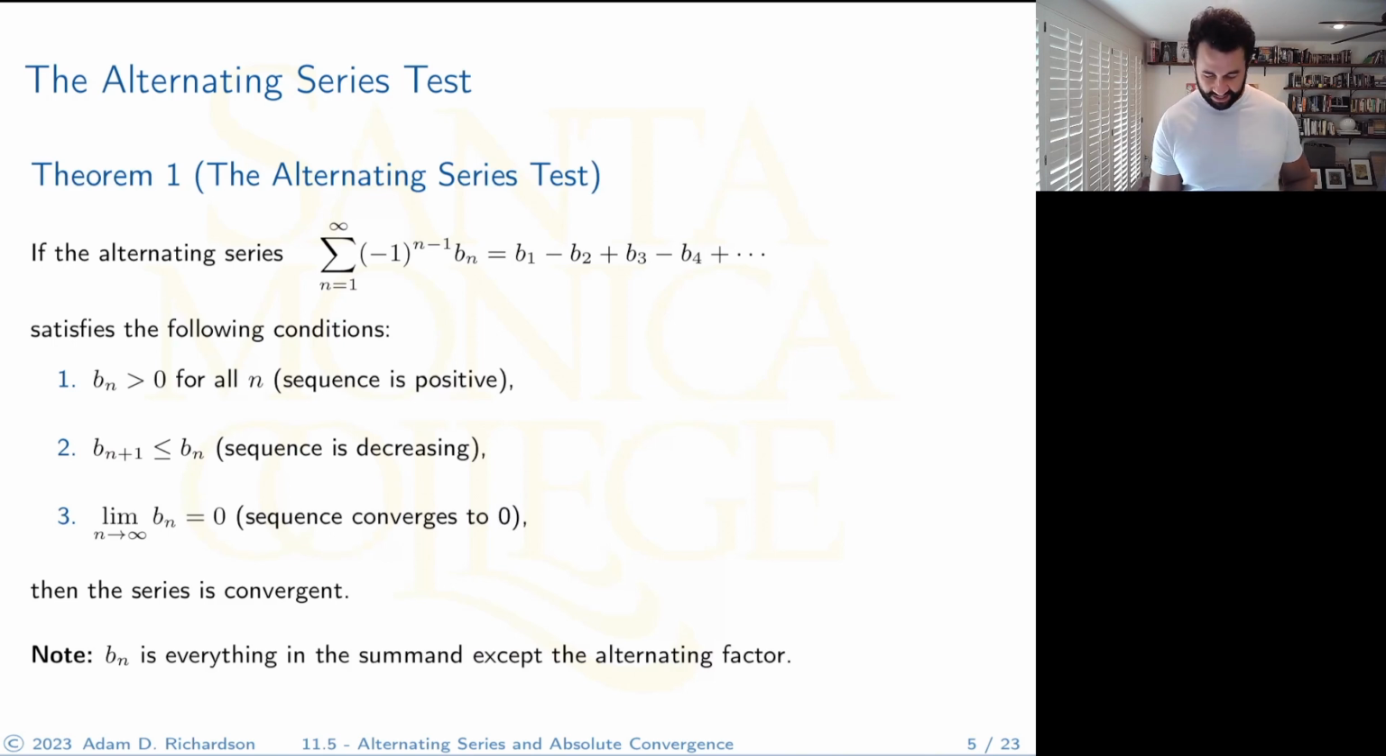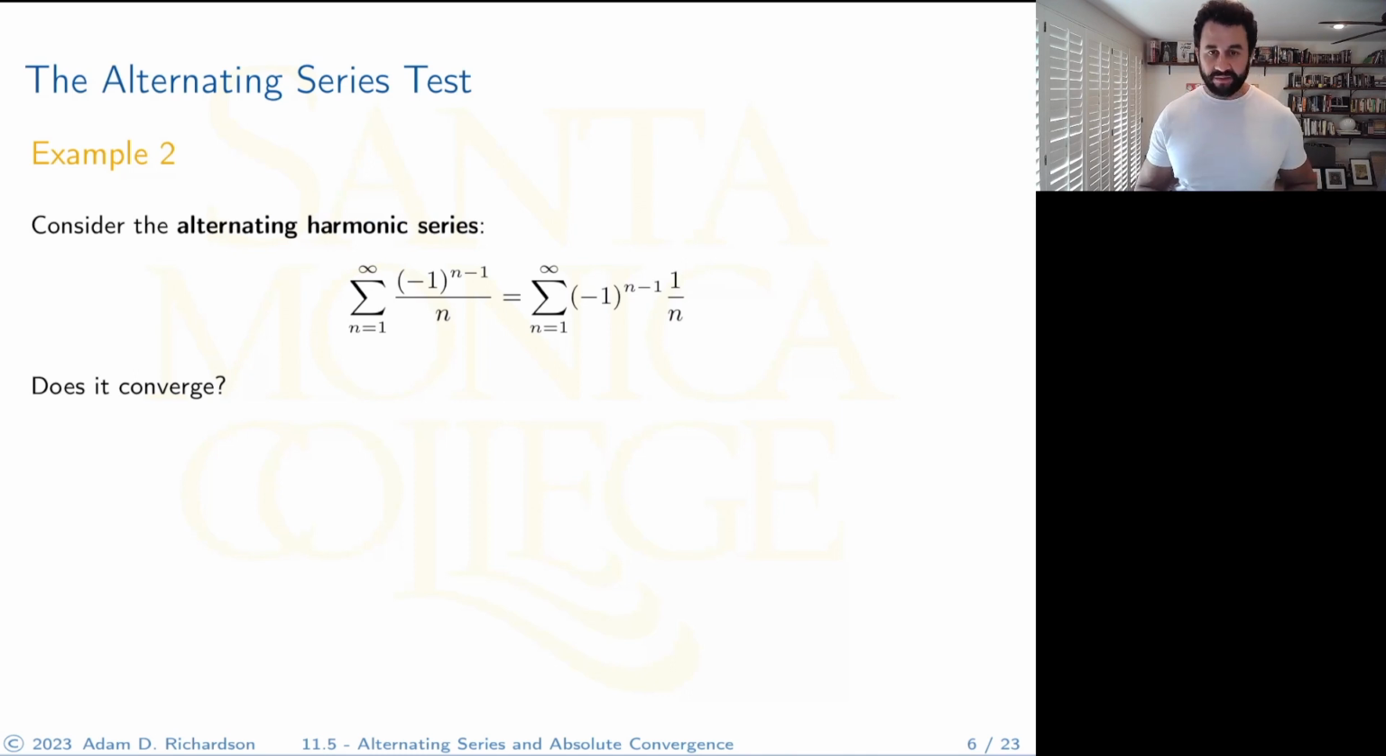So it's a really, really nice test. You just have to test three simple hypotheses, and if you've got that, then you know that your series converges. All right, let's look at this one. Let's look at the alternating harmonic series. Again, it's basically just the reciprocals of the positive integers, but you change the sign at every step. I've rewritten the summand in a form that lets us see what b sub n is. In this case, b sub n is just 1 over n.